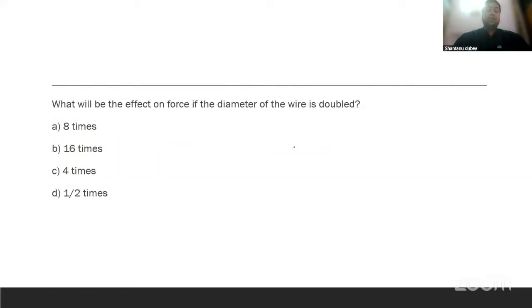What will be the effective force if the diameter of the wire is doubled? L3 by D4. So if the wire is doubled, 2 raised to power 3, so 2 to the 4 is 8 times.